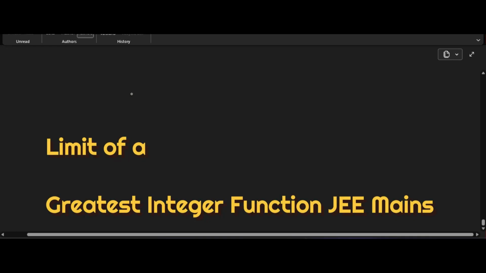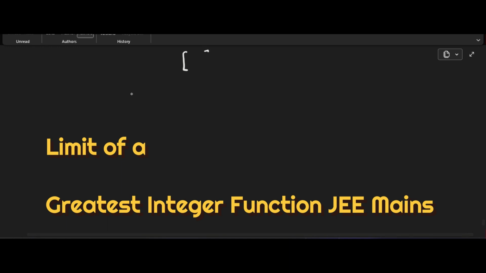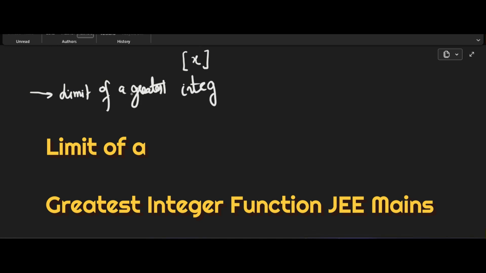Alright, so this discussion is about the greatest integer function, which you would have seen written like this. And we know the value of a greatest integer function. I'm assuming you understand it, but if you don't, I'll briefly explain what a greatest integer function is. The topic is that we're going to calculate the limit of a greatest integer function. This is what we're trying to find out.